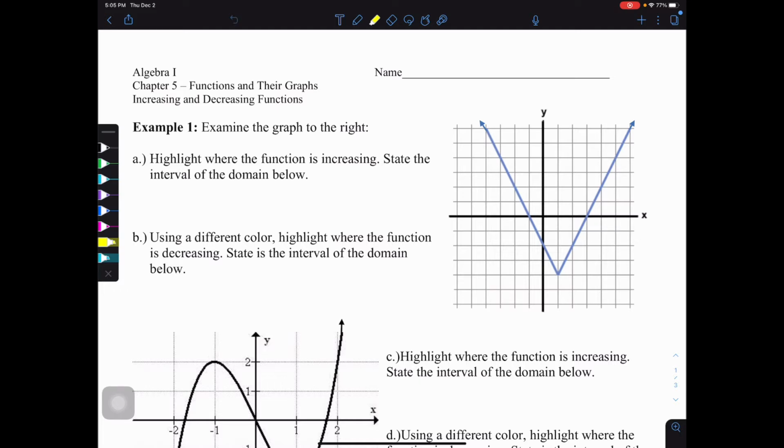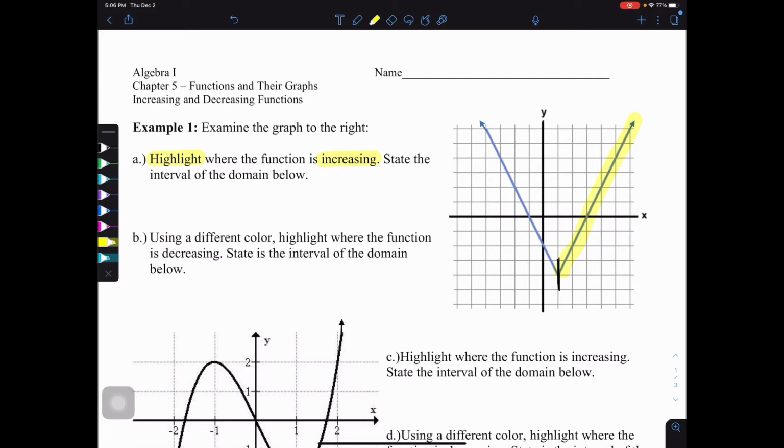We're going to be highlighting or coloring on the picture to help us determine the places where the graph is either increasing or decreasing. So we'll start with part A. It says highlight where the function is increasing. So we're going to highlight in yellow here the place where the function is increasing or going up. Before I do that, I want you to take a look at the graph and see that this is split into 2 pieces. The piece on the right is the piece that is increasing. As x goes up, y goes up. So I'm going to highlight the right side of the graph as my increasing section.